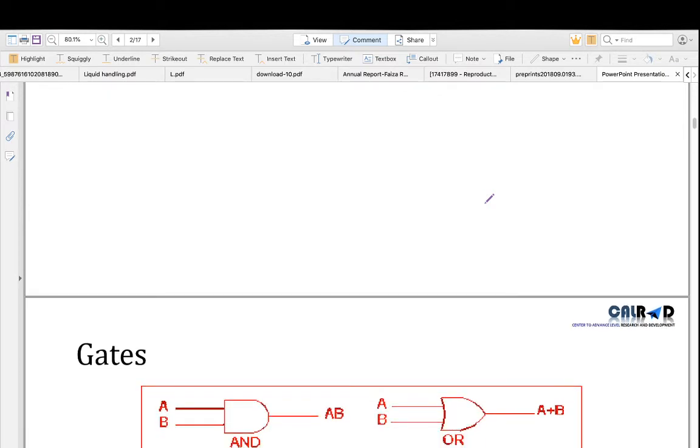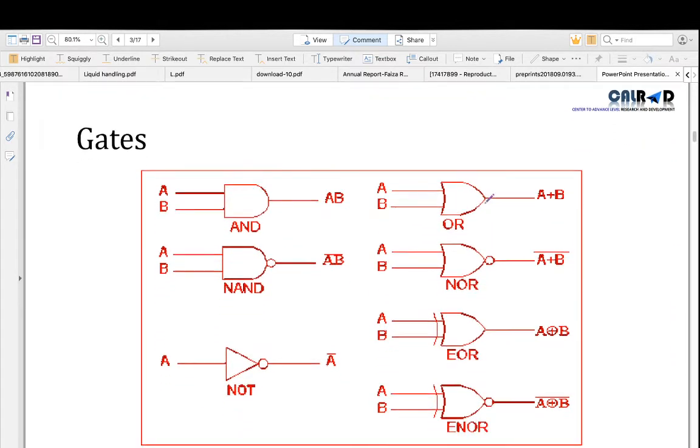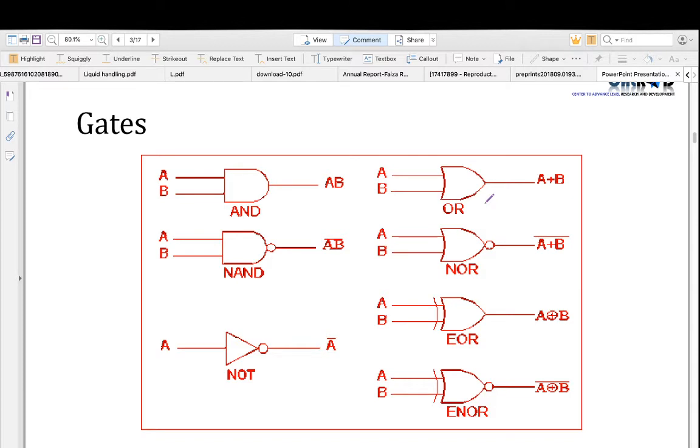Before starting today's lecture, I want to give you a small revision related to the gates that we studied. Here in this picture you can see all the gates which we studied: AND gate, NAND gate, NOT gate, OR gate, NOR gate, exclusive OR gate, and exclusive NOR gate.